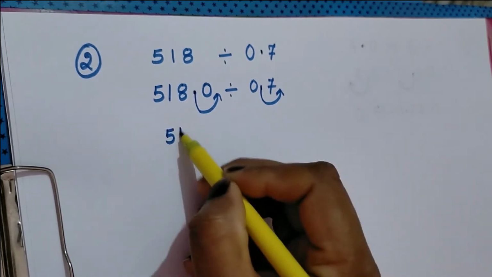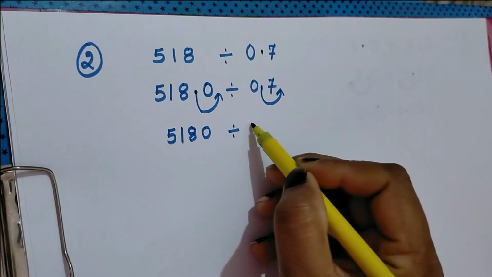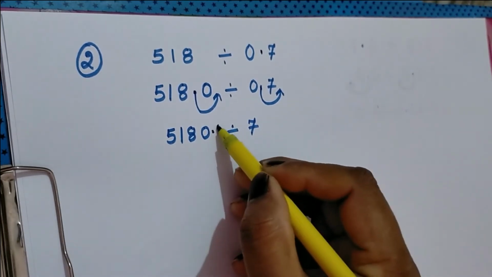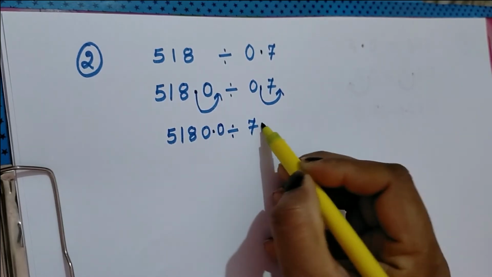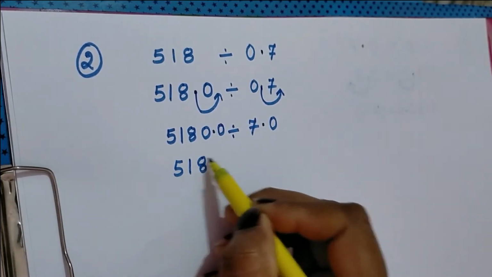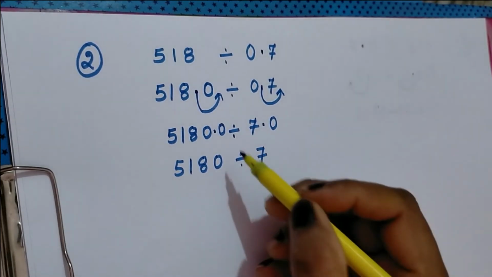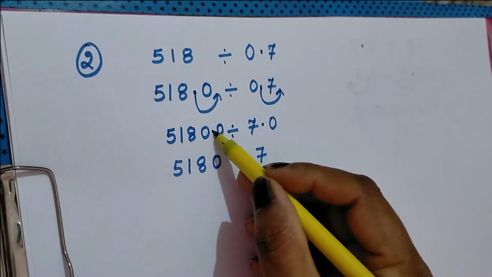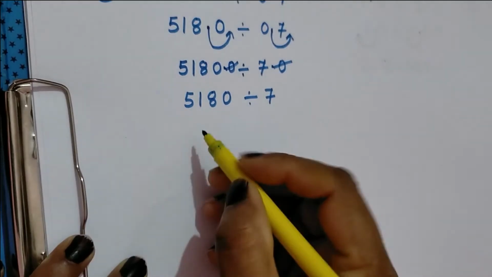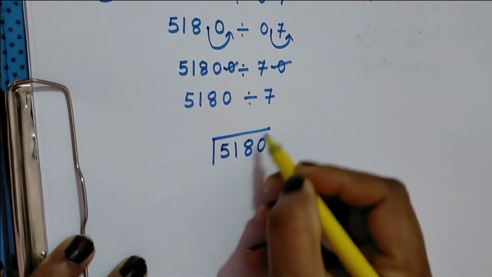So now the number is 5180 divided by 7. No need to write the 0.0 here. We can directly eliminate this and write 5180 divided by 7, because we can eliminate the decimal point and the 0 from both sides. Now we need to divide this 5180 by 7.